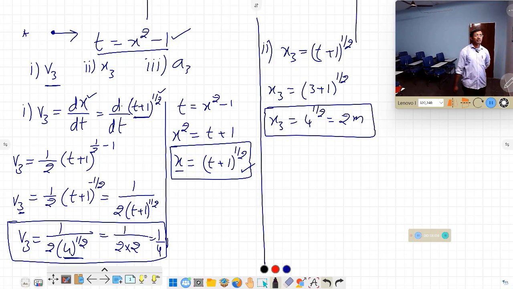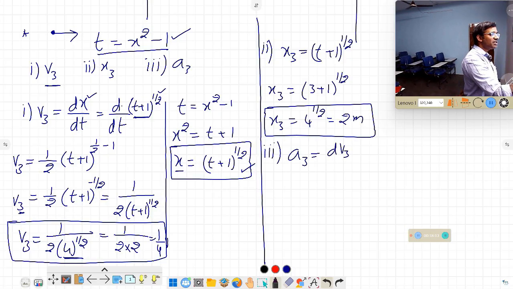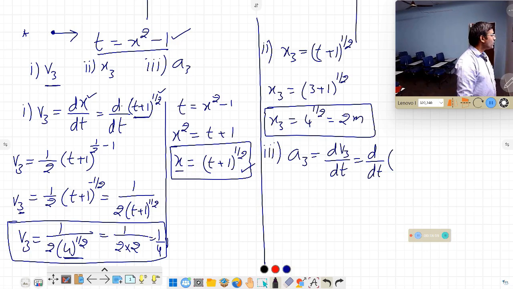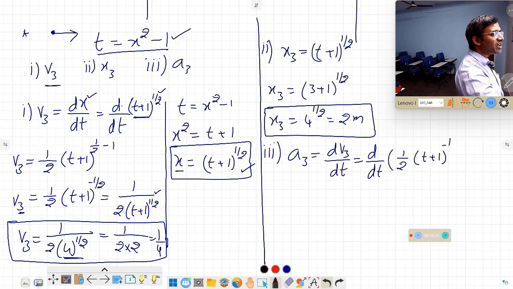Similarly, what is the acceleration? Third question. The acceleration, third question is given here. A is equal to, at third second. To get that one, we have to differentiate this velocity with respect to time. So d by dt of v3. So d by dt of velocity. What is the velocity equation? Just we got the velocity equation here. This is the velocity equation. So that velocity equation you take, that is nothing but 1 by 2 into 1 by 2 into (t plus 1) whole power minus 1 by 2.